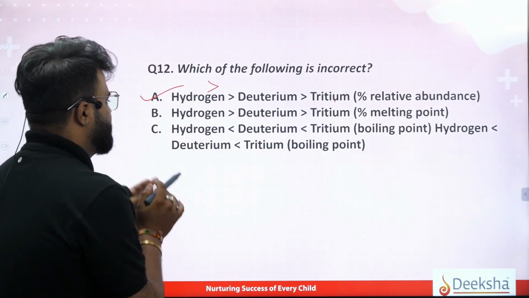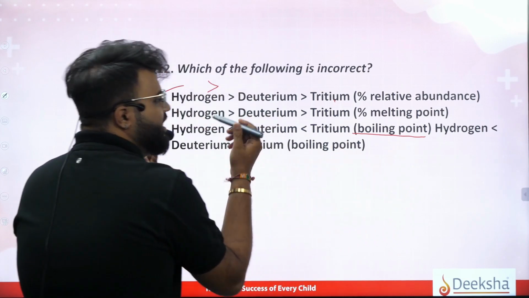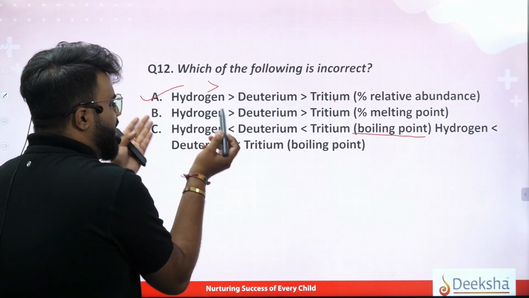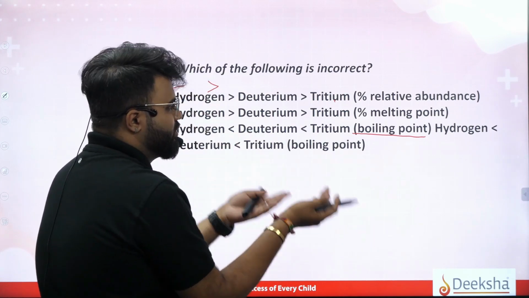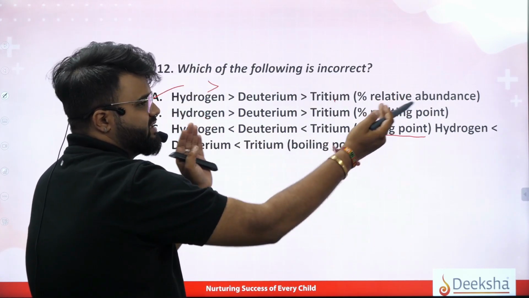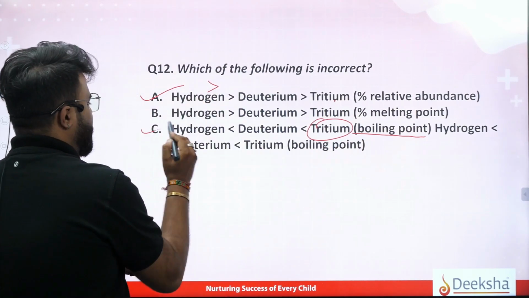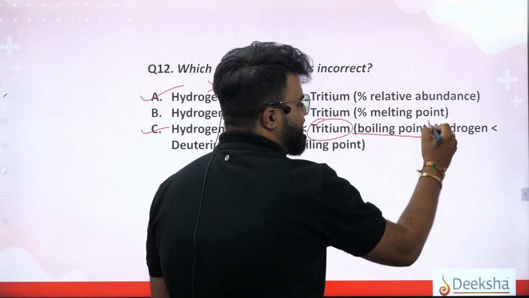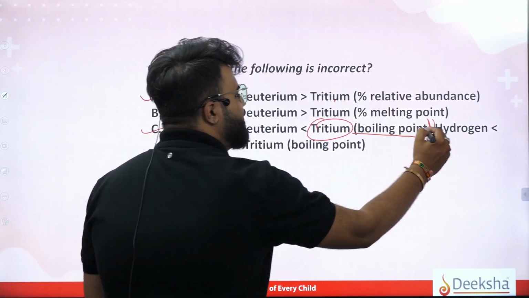Coming back to option C, hydrogen, deuterium and tritium boiling point: it is obviously right. Boiling point increases as the isotope's mass number increases, so tritium will have the highest boiling point. Is this also correct? And option D, hydrogen, deuterium, tritium boiling point also, so this is also correct.